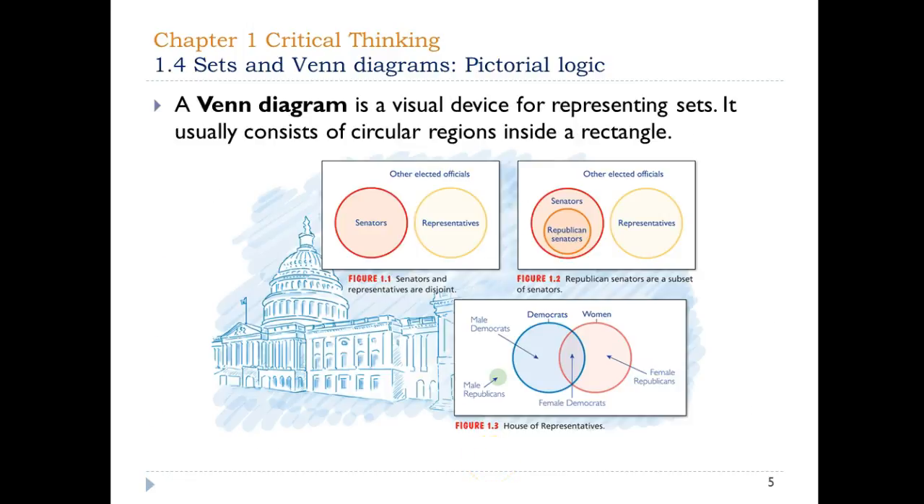A Venn diagram is a visual device for representing sets. It usually consists of a circular region inside of a rectangle. Here the rectangle is all elected officials. This circle contains senators, and this circle right here contains representatives. The two sets are disjoint, and so they're not touching or intersecting within the Venn diagram.